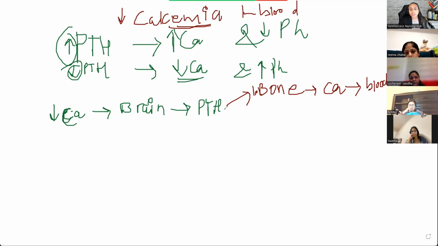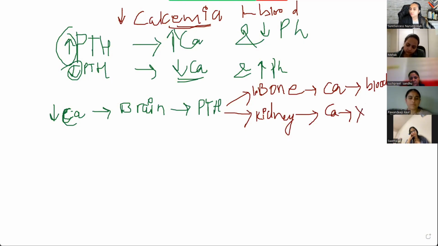Another target of PTH is the kidney. It is telling the kidney to save the calcium. How to save the calcium? Do not excrete it. And then it is going to tell your intestine that whatever Alveen is eating, absorb it. All right? That is how your calcium is increased. Understood?